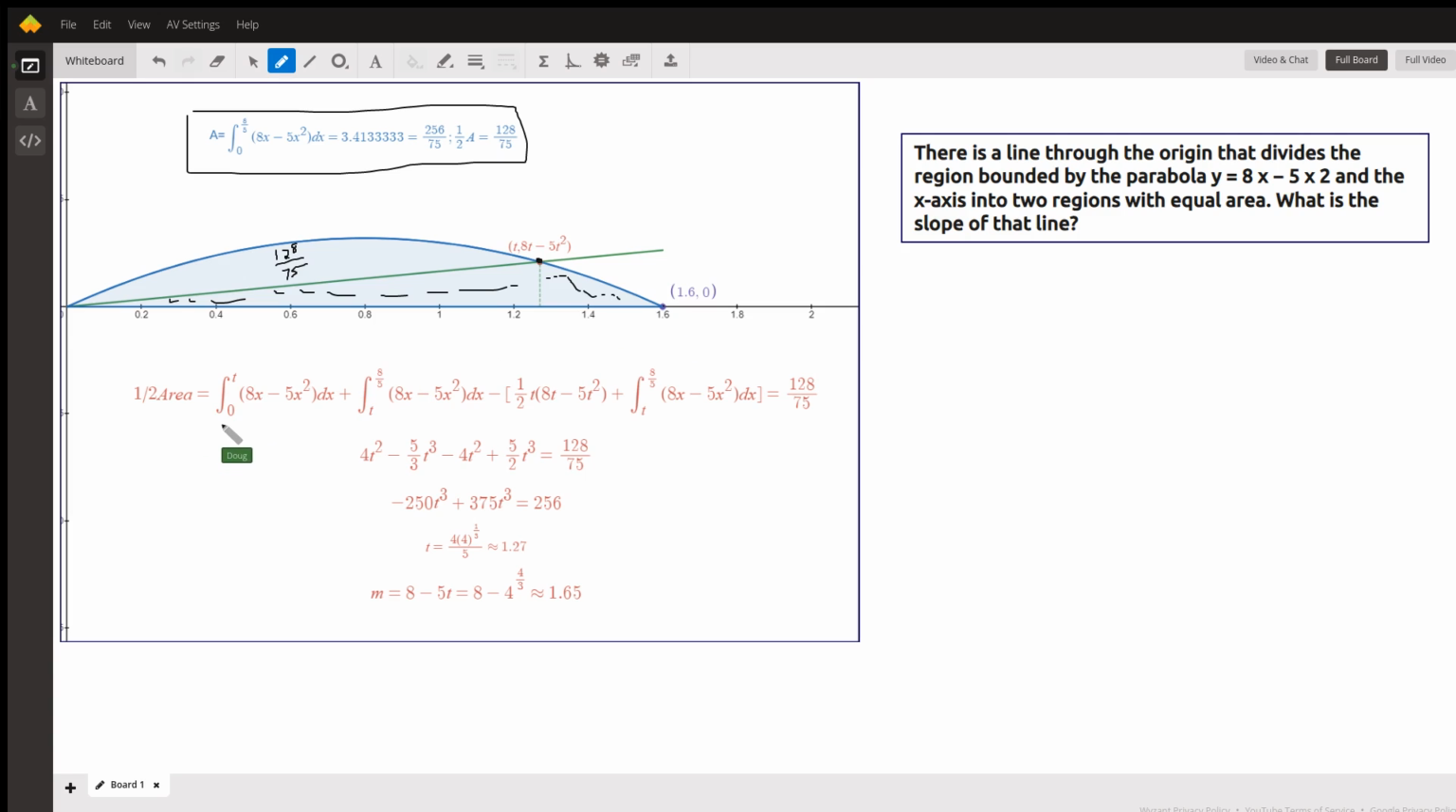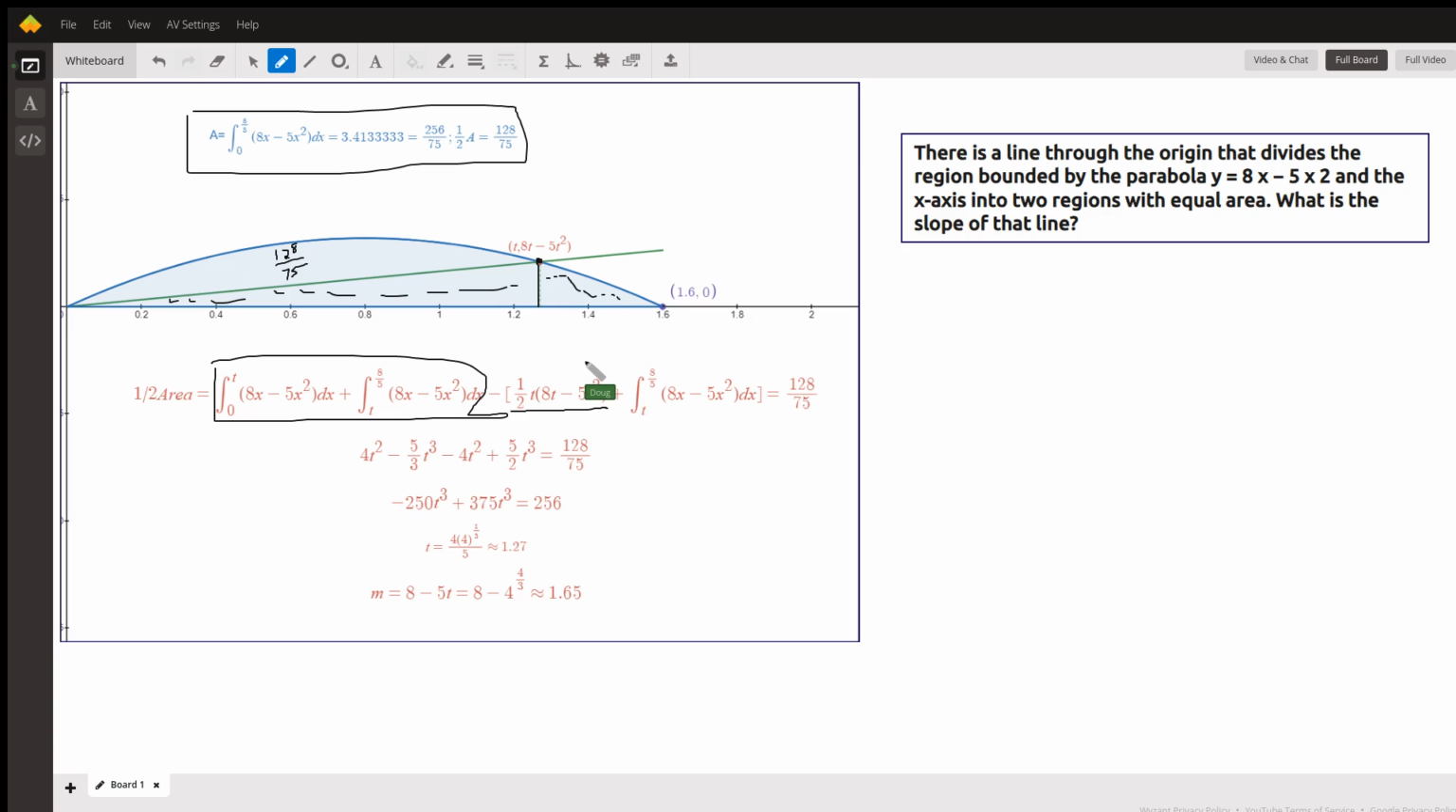Well, we can go from 0 to t of the parabola, definite integral, and then plus the definite integral from t to 8/5. And so this is the total area right here. And the area below the parabola, or below the line, is the area of this triangle, which is 1/2 the base, which is t, and the height is 8t minus 5t squared. So this is the area of that right triangle.